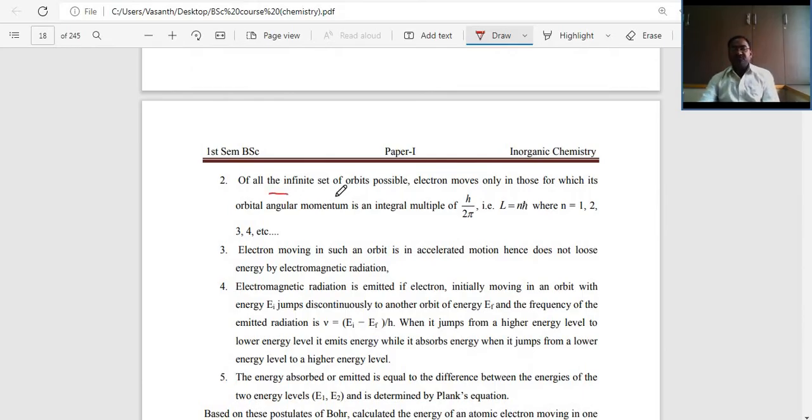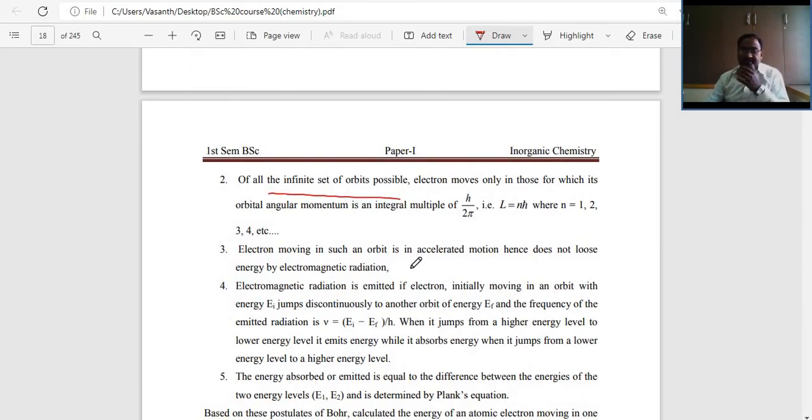Of all the infinite set of orbits possible, the electron moves only in those for which its orbital angular momentum is an integral multiple of h by 2 pi. An electron moving in such an orbit is in accelerated motion but does not lose energy by electromagnetic radiation.